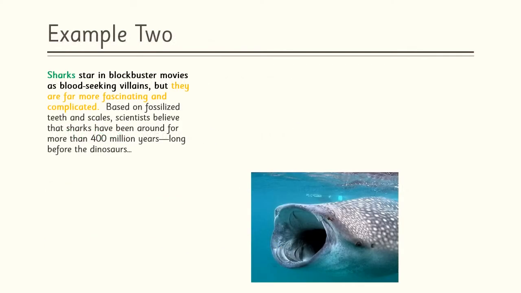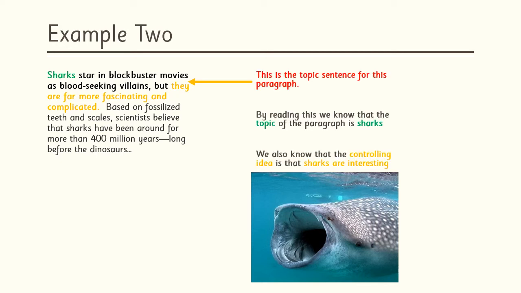So we've got a little paragraph here. Sharks star in blockbuster movies as blood-seeking villains, but they are far more fascinating and complicated. Based on fossilized teeth and scales, scientists believe that sharks have been around for more than 400 million years, long before the dinosaurs. The paragraph would go on. So we know here that the topic sentence is here. We know that the topic is going to be sharks, but we know that the controlling idea, the rest of the paragraph, is going to tell us about how sharks are more interesting and complicated than movies portray them to be. So they're not just like Jaws where they go around eating folk.